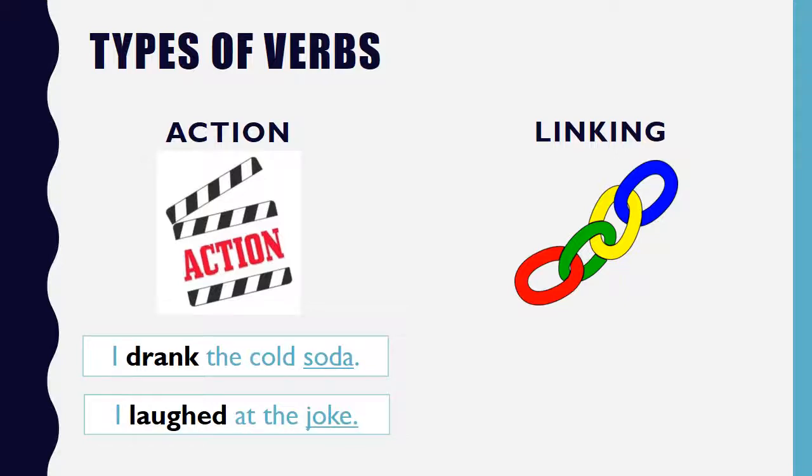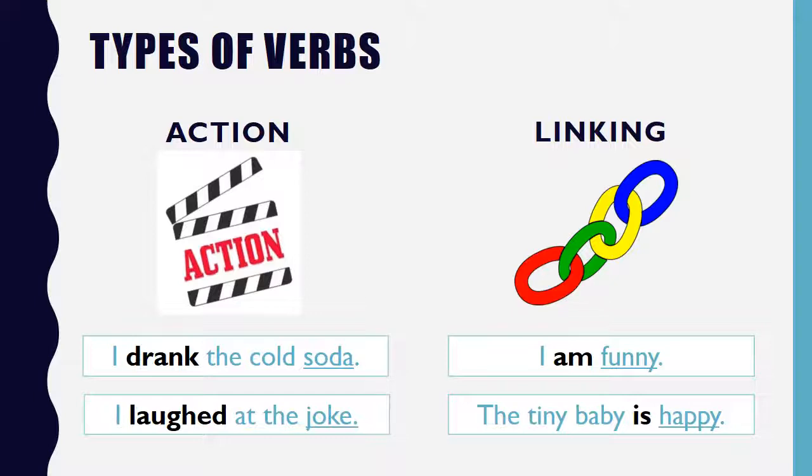For example, in the sentence, I am funny, the word am is the linking verb because it shows a connection or a link to the adjective funny. The same thing occurs in the following sentence. The tiny baby is happy. Is is the linking verb, and it shows the link or connection to the adjective happy.